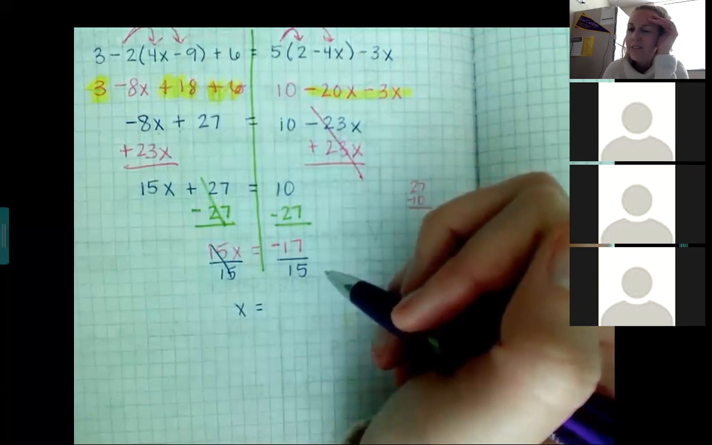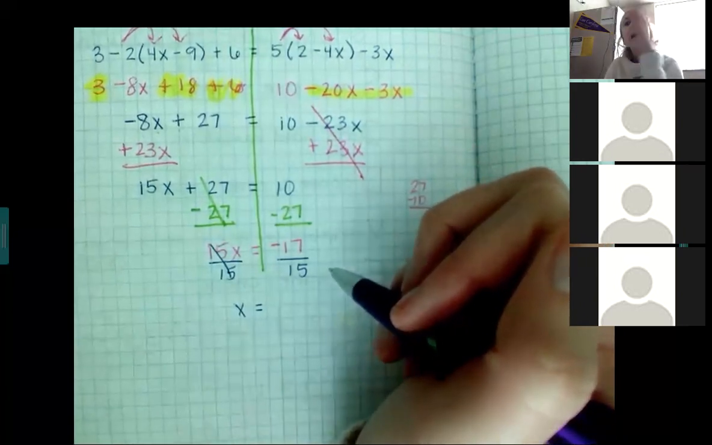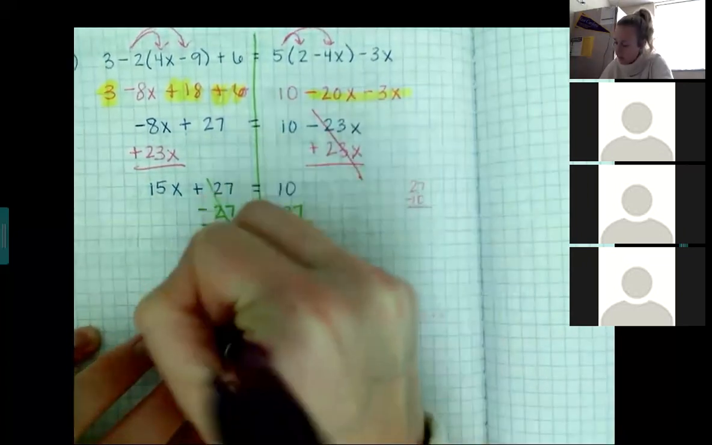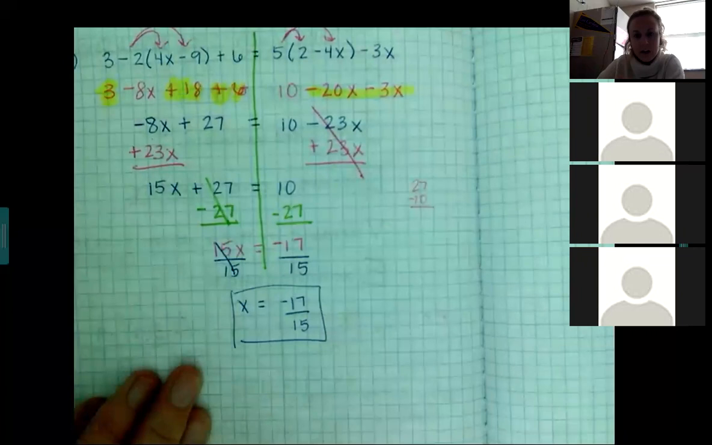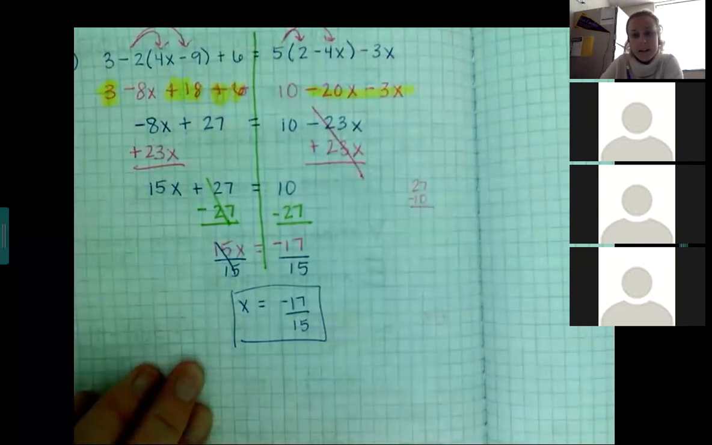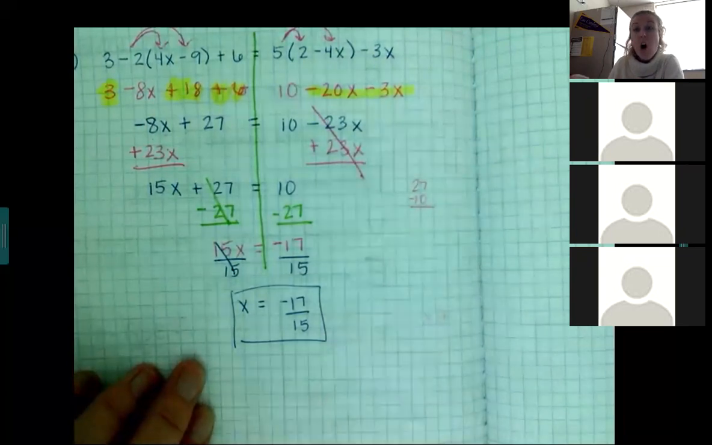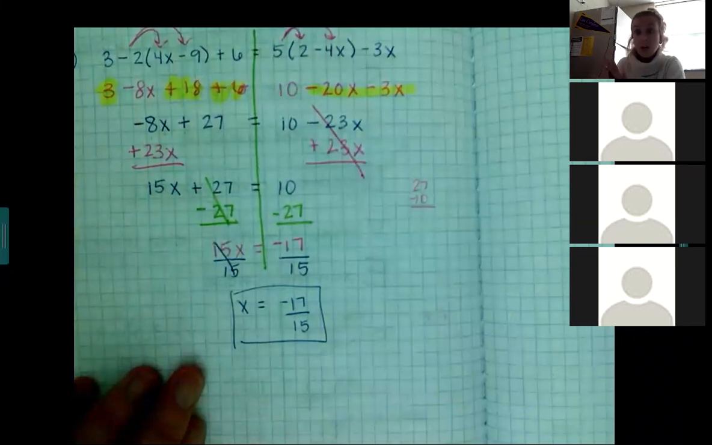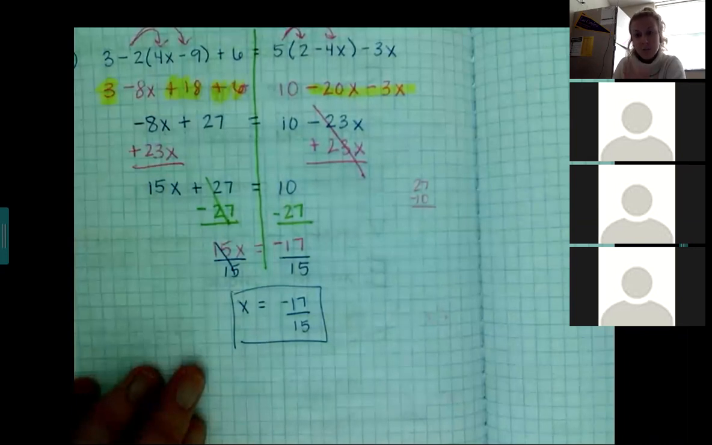Keep it how it is. Yes, leave it. Negative 17 over 15 works for me. I don't want you trying to divide that off to the side. You don't need to do that. Leave it. This is the hardest one you could see. It's not going to get harder. This is as hard as it gets, and y'all did pretty good with it.